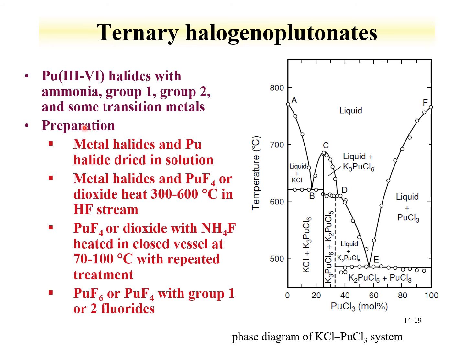These materials can be prepared from metal halides and plutonium halide. You can just dry them directly in a solution, or the halides and the tetrafluoride or the dioxide can be heated in an HF stream. These are for the fluoride systems. And the chlorides can be prepared with similar routes using either the tri or the tetraplutonium chloride.